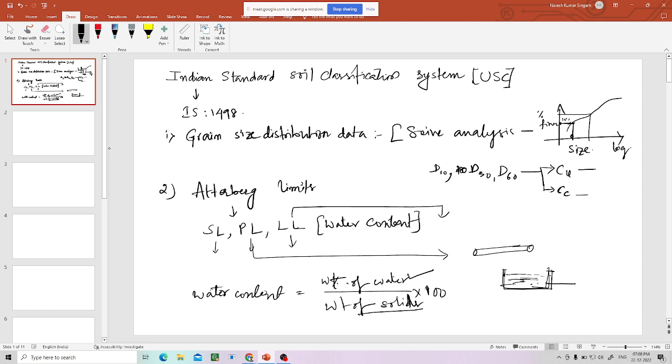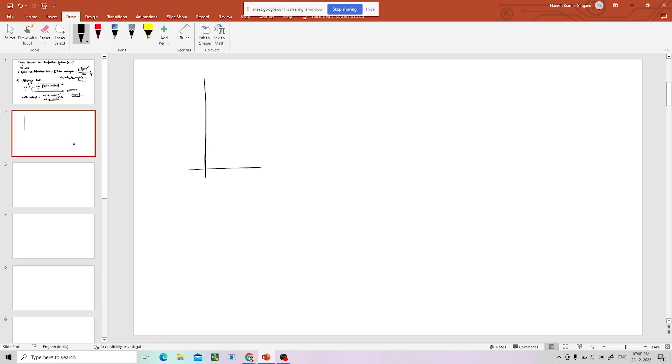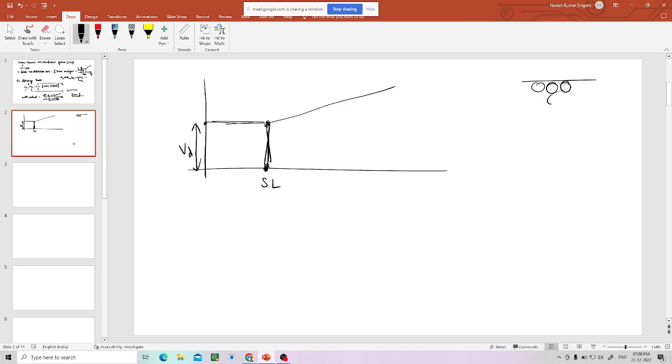So if you keep on adding water, what will happen? It will become saturated. I have given one diagram in the last class, something like this. See, this is full, it has just reached the fully saturated condition, that is the shrinkage limit. After reaching the fully saturated condition, what happens? See, this is the dry sample volume. If you take a dry sample, it has some voids, of course. This volume, including voids and volume of solids, everything, is VD. It's just dry.